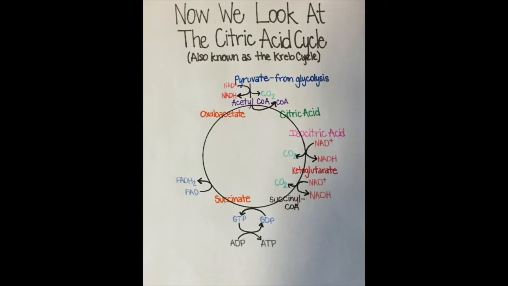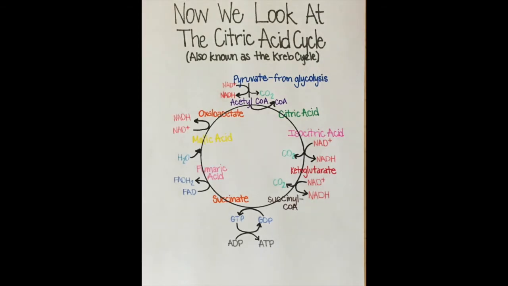Now, GDP is added into the cycle to produce GTP. This then allows ADP to be added in through that process, and ATP is made. After that, succinate is produced. Now, FAD is added into the cycle to produce an output of FADH.